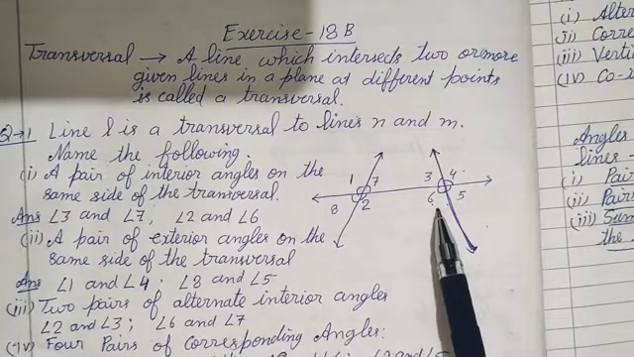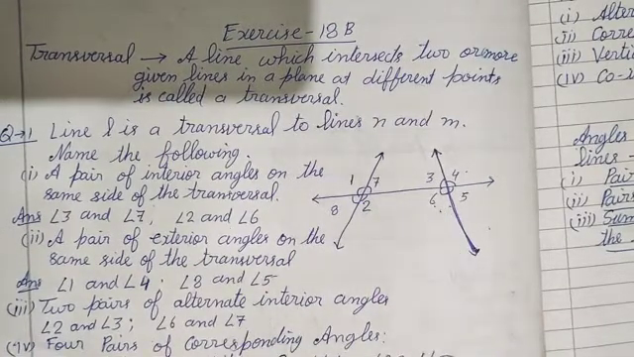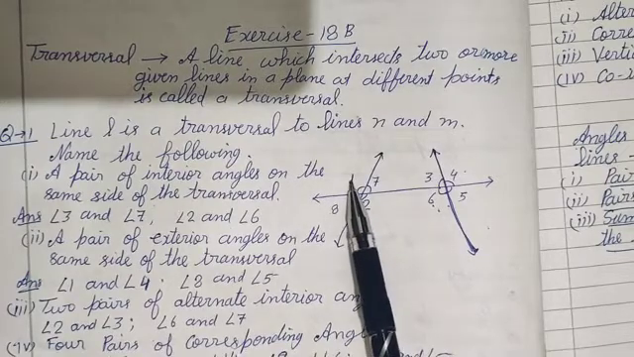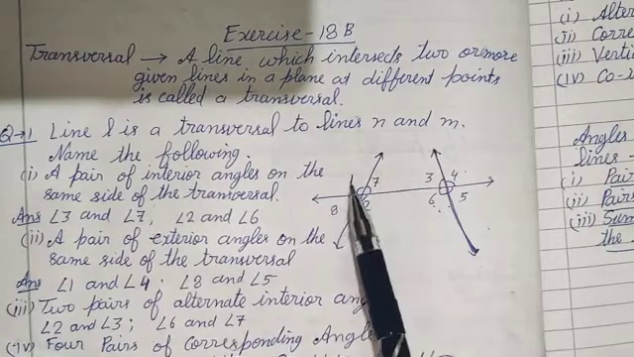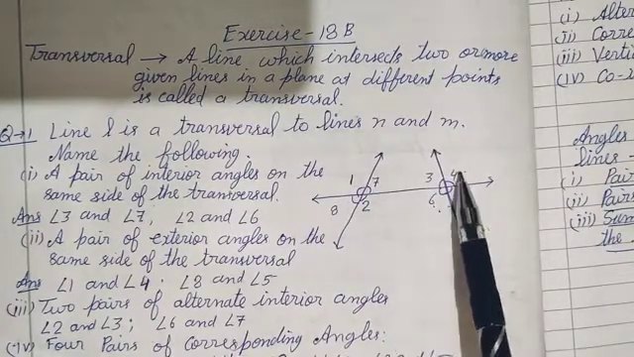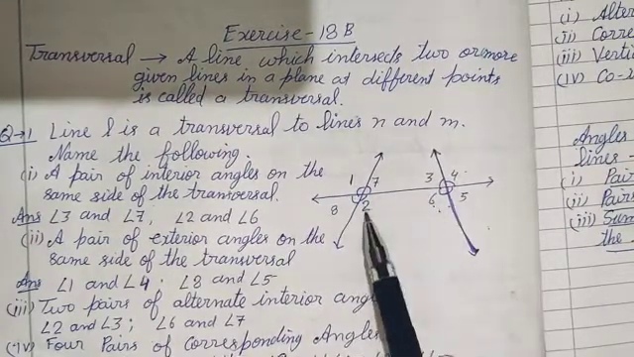Four pairs of corresponding angles. Corresponding angles are the angles which are on the same side of the transversal but one is exterior and the other one is interior. So 1 and 3, 7 and 4, 8 and 6, 2 and 5.